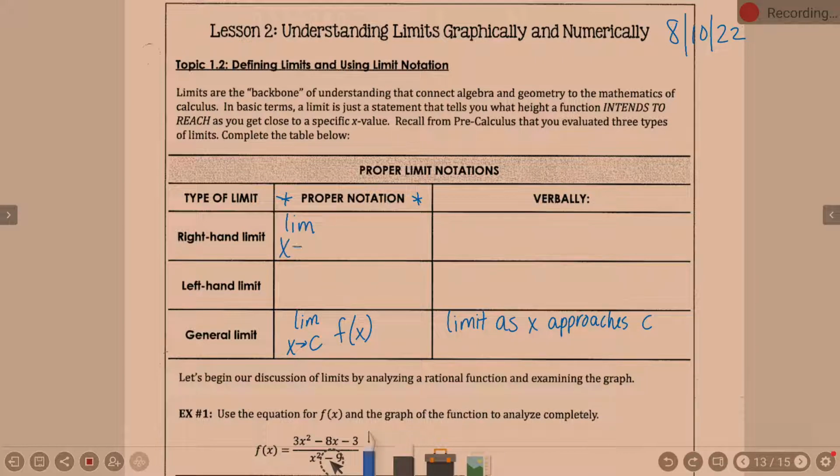So notation-wise, if we want the limit as x approaches c from the right, we're coming from the positive direction. So you put a little plus sign in the exponent spot. And so this is the limit as x approaches some number c from the right. So when you see that plus sign after the number, the limit as x approaches c from the right.